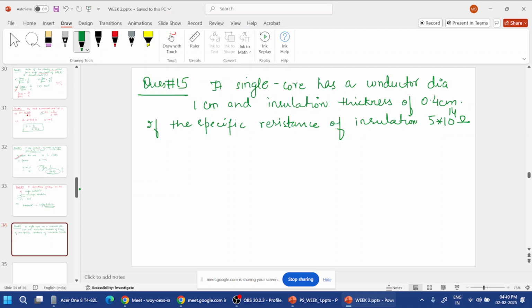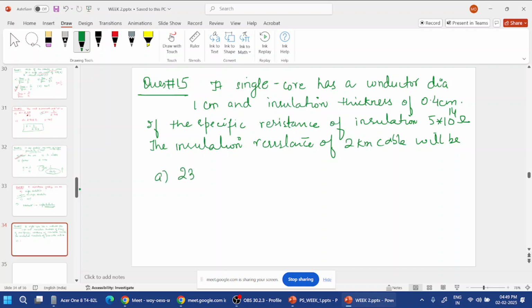Let me give you one more question. The insulation resistance of 2 kilometer cable will be? Give me the answer. A 234, B 1117, C 468, and D 250. Now solve this and give me the answer.